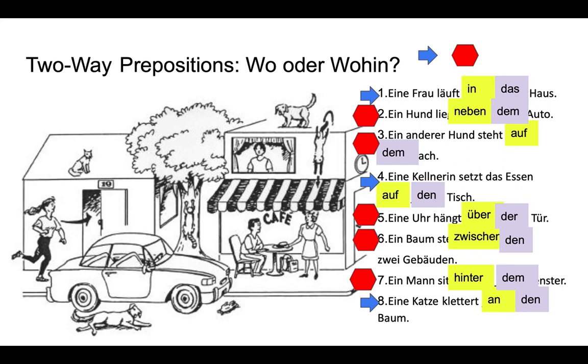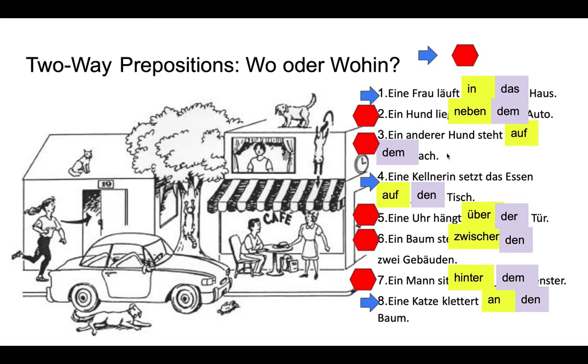Nummer 3, ein anderer Hund steht auf dem Dach. He's on top of the roof, so he's not going anywhere. Auf, he's on top of it. Dem, he's not going anywhere, dative.